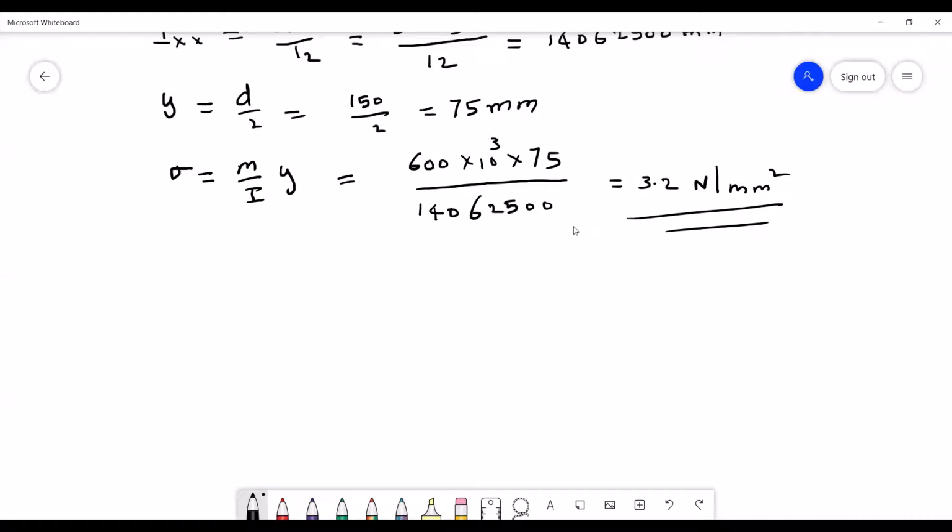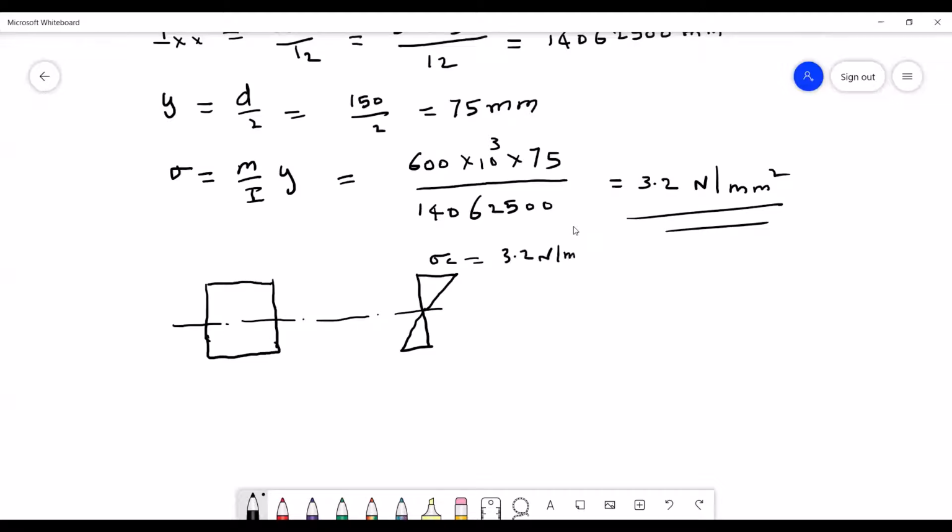Now let us draw the distribution diagram. The section will be a rectangle and the neutral axis is going through here. And this will be the stress distribution diagram. Here it will be sigma C, that is 3.2 Newton per millimeter square, and this is sigma T, that is also 3.2 Newton per millimeter square.